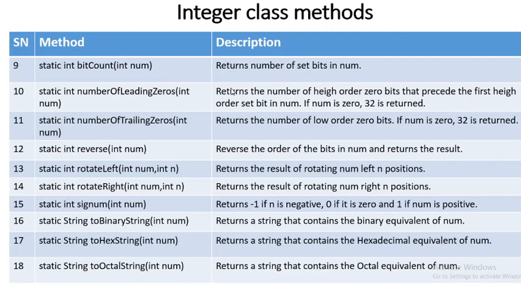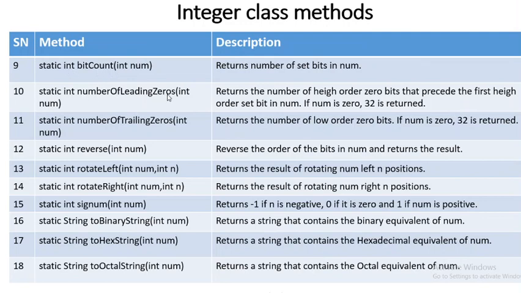We continue with the Integer class methods. Again, all these are static methods. The return type is int, bitCount in brackets int num. It returns the number of set bits in the number. Some of these methods we have already seen. Whatever number you are providing here, internally it will get converted into binary format, and it will count the number of ones there, and that count will be returned.